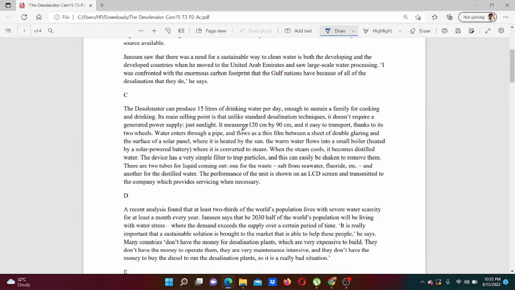Okay, and then we can start our passage 3. The desalinator can produce 15 liters of drinking water per day. Okay, enough to sustain a family for cooking and drinking. Its main selling point is that unlike standard desalination techniques, it doesn't require a generated power supply. Okay guys, as you can see, in this point they are mentioning that its main selling point is that unlike standard desalination techniques, it doesn't require a generated power supply, just sunlight.